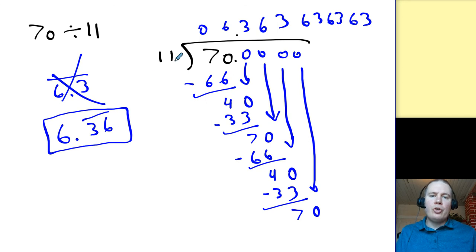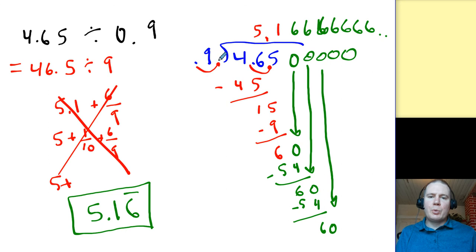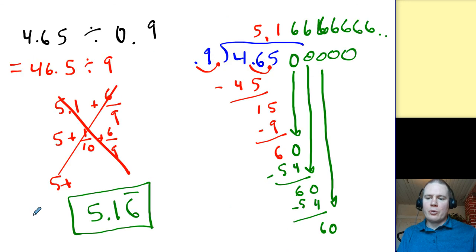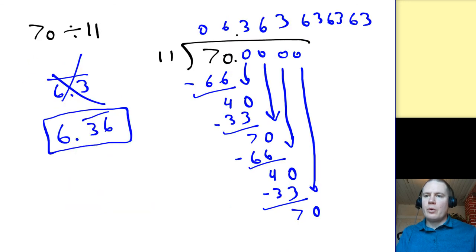Now, I knew ahead of time that this would repeat because of my divisor being 11. I knew ahead of time that this would repeat because my divisor was 9. I knew ahead of time that this would not repeat because my divisor was 8. Now, what's special about 8 versus 9 or 11? Well, we could say 11 is a prime number, but 9 isn't a prime number. 9 is 3 times 3.